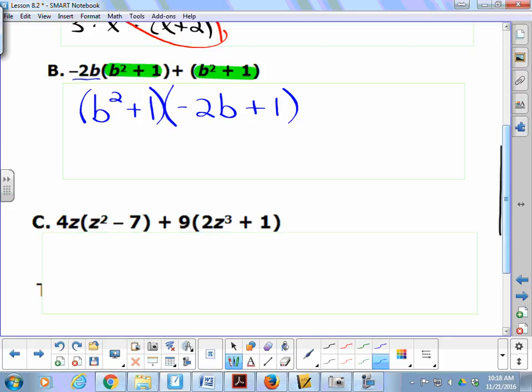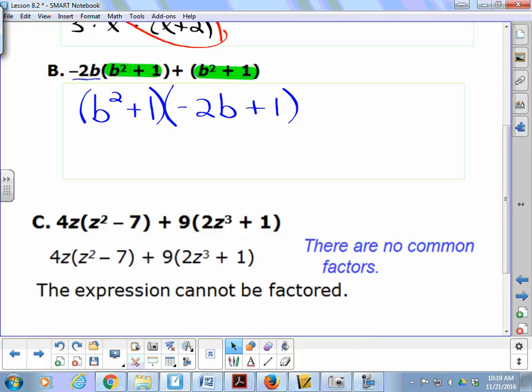How about this one then? What do these have in common? Yep. Nothing in common, cannot be factored. So if they have nothing in common, they cannot be factored.